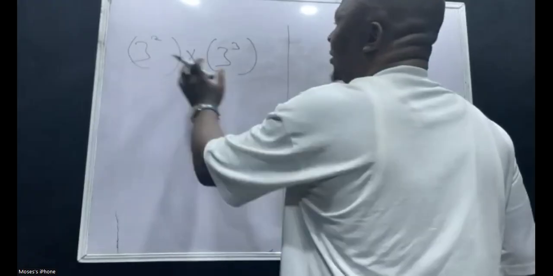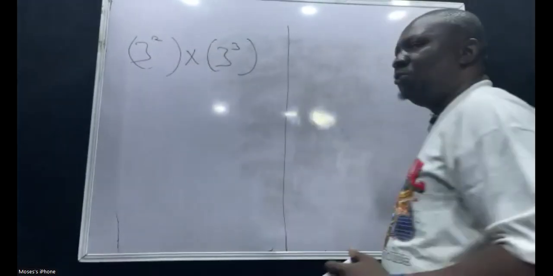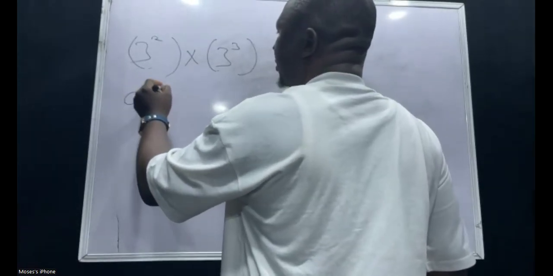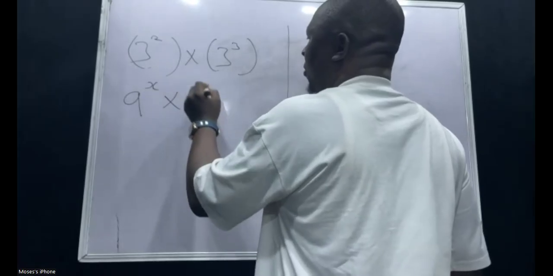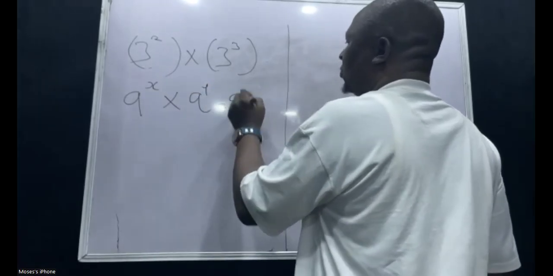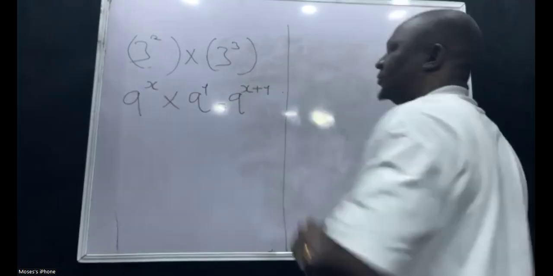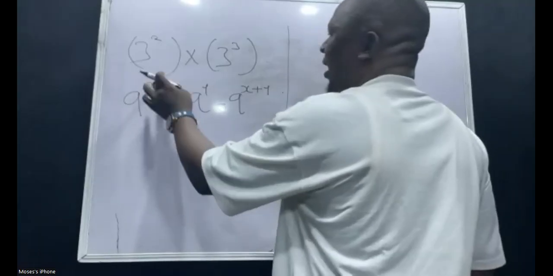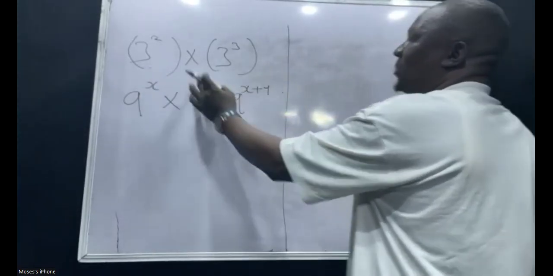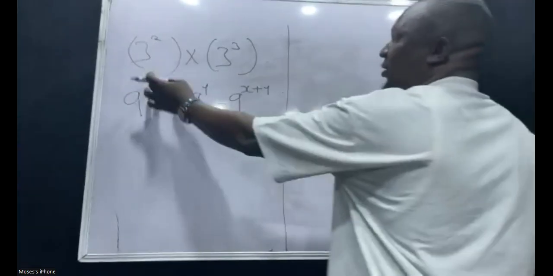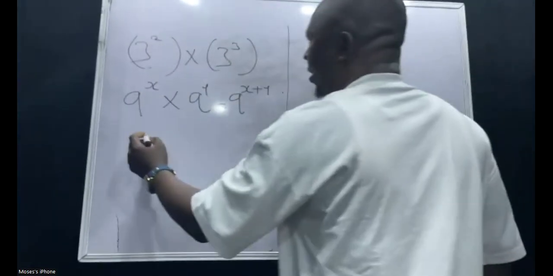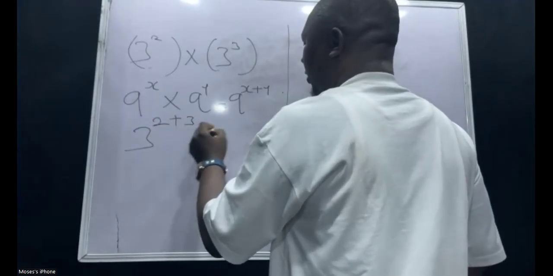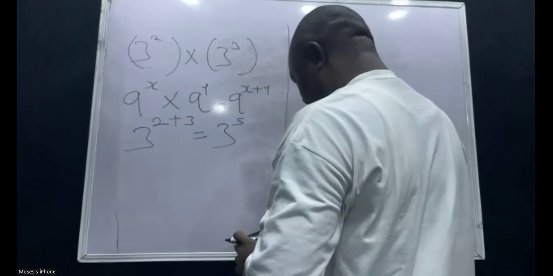But this is the base. Since we have the same base, we are going to apply the law of indices, which is A raised to power S times A raised to power Y equals A raised to power S plus Y. That's one of the laws of indices. If we have the same base with different powers, you have A raised to power S plus Y. Here A is 3, S is 2, Y is 3. Therefore, you're going to have 3 raised to power 2 plus 3, which is 3 raised to power 5.